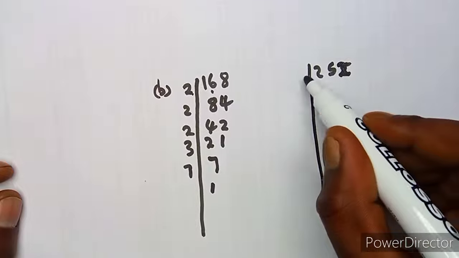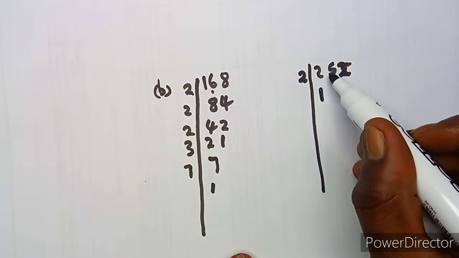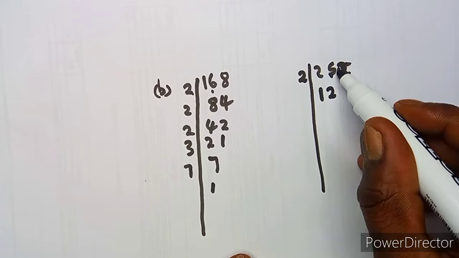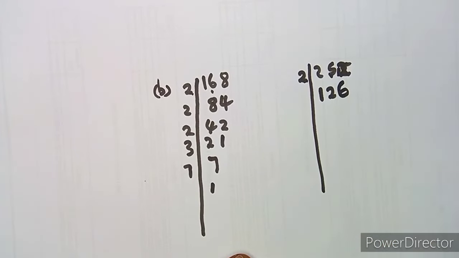252. Remember, this is 252. So by 2: 2 into 25 is 12, remainder 1. 2 into 12 is 6.